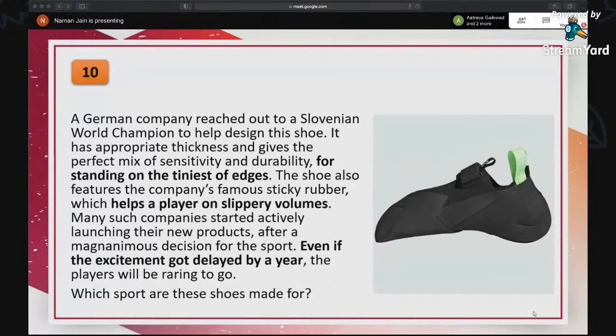Don't give me the specifications of the sport, just a common general word would do. Standing on the tiniest of edges, helps a player on slippery volumes. Something happened for the sport, and even if the excitement got delayed by a year, due to obvious reasons, the players will be raring to go. Just give the sport, a general term would do.